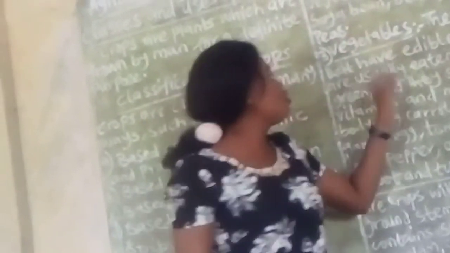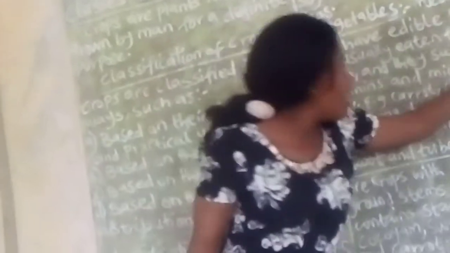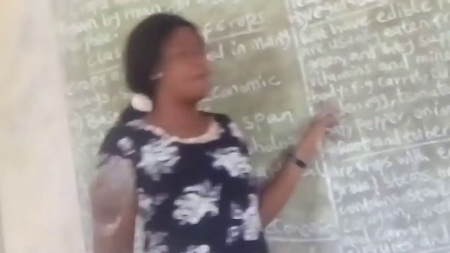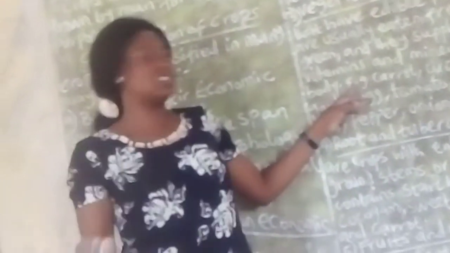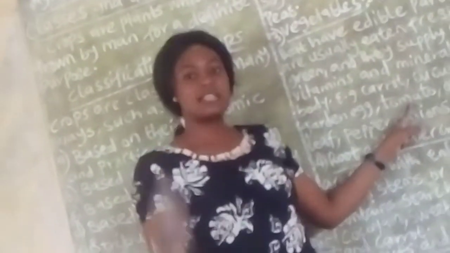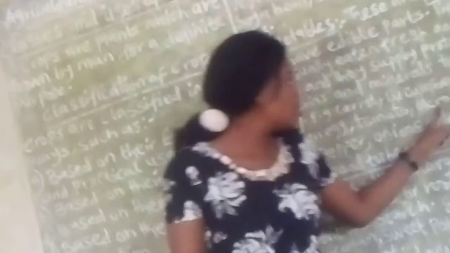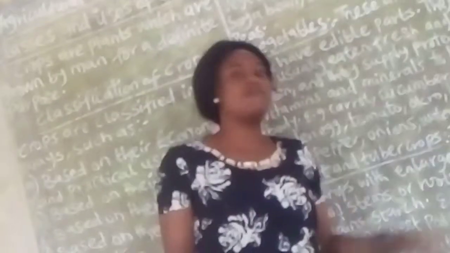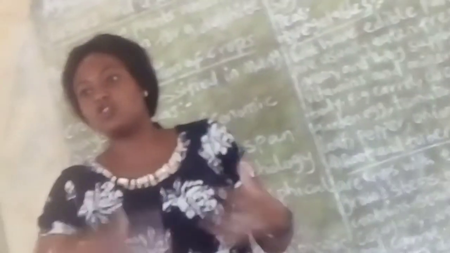So they are usually eaten fresh and green, and they supply proteins, vitamins, and minerals to the body. Examples of these vegetables include carrot, cucumber, garden egg, and tomato, which are all classified as vegetables. Okra, bitter leaf, pepper, onions, water leaf, and the other leaves that we normally use to prepare our soup.